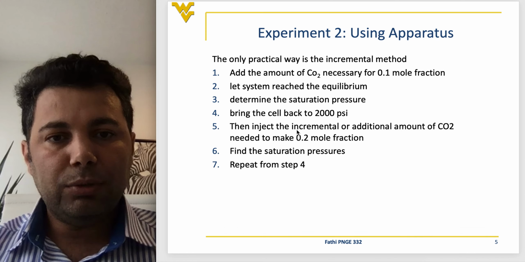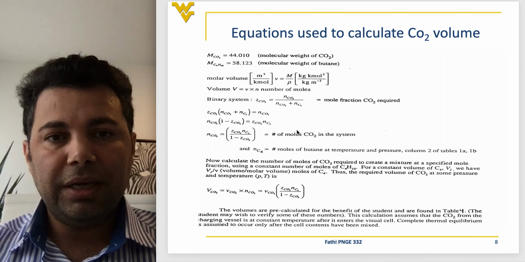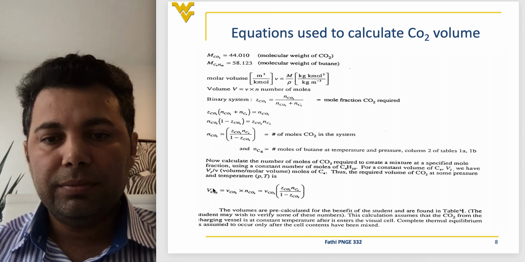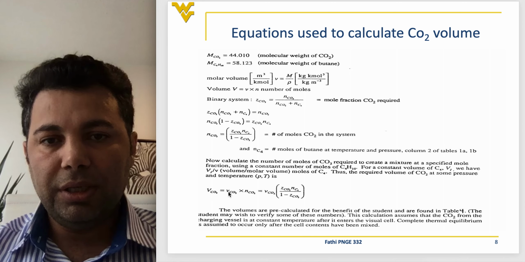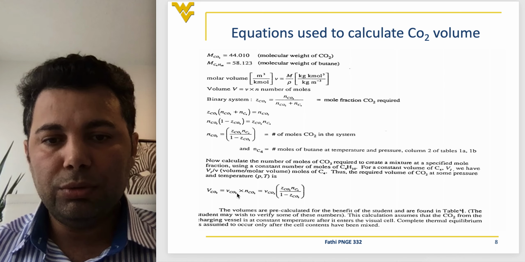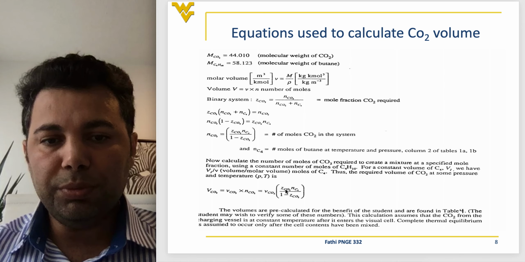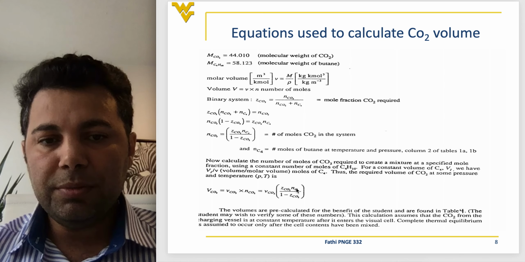To do that, the equations are already given. So here are the equations. The volume of the CO2 required is equal to the molar volume of the CO2 times the number of moles of CO2. So that volume presented in table 4a is equal to the molar volume of CO2 times the number of moles of CO2. The number of moles of CO2 is equal to the mole percentage of CO2 times the number of moles of N-butane divided by 1 minus the mole percentage of CO2.